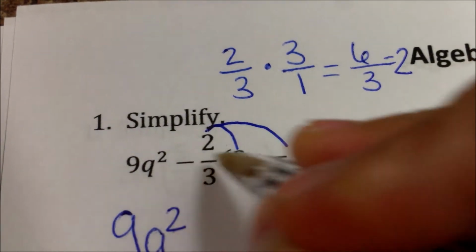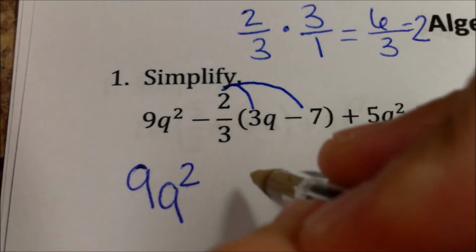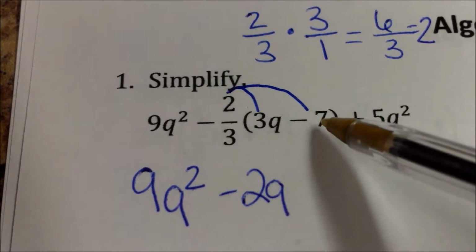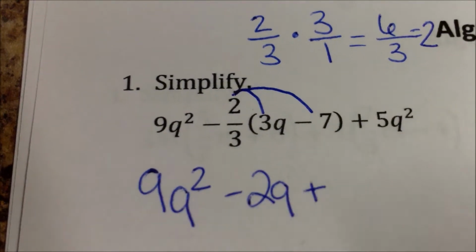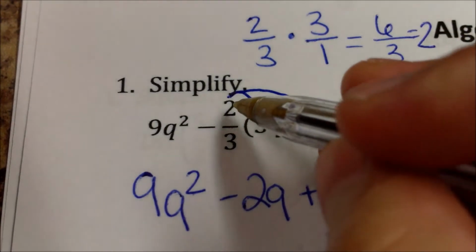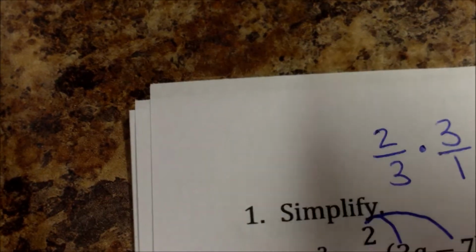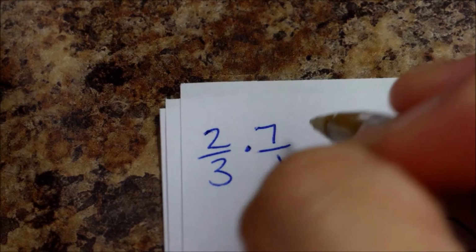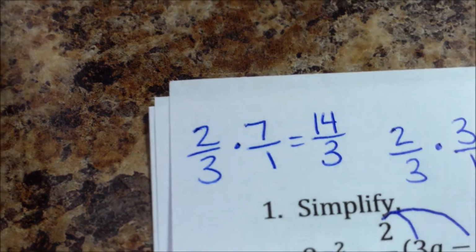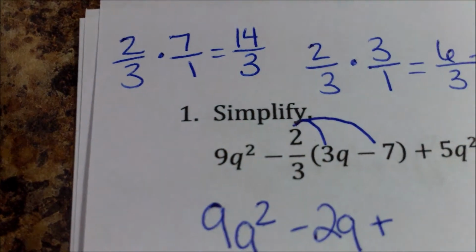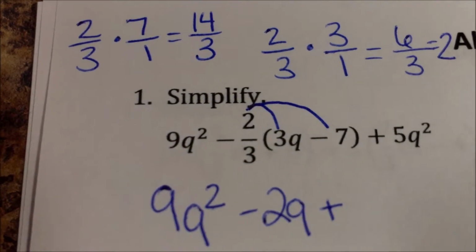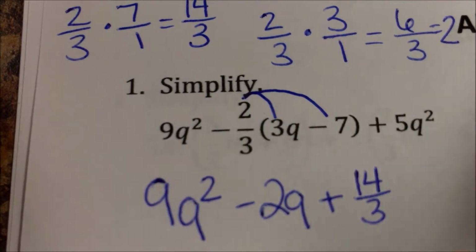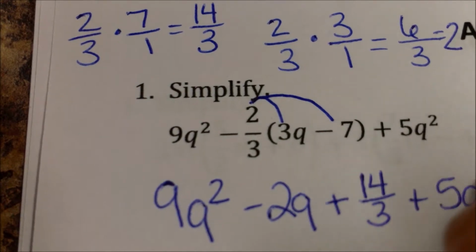So this is a negative times a positive, so it ends up being negative 2q. Then we have negative 2/3 times negative 7. Well, we know it's going to be positive because a negative times a negative is a positive. Now we need to multiply the 2/3 times the 7, doing the same thing. So we're going to multiply 2/3 times 7 over 1. This ends up being 14 over 3. And 14 doesn't divide evenly into 3. So we are going to leave it alone, and we're going to have positive 14 over 3. And we bring this down, plus 5q squared.